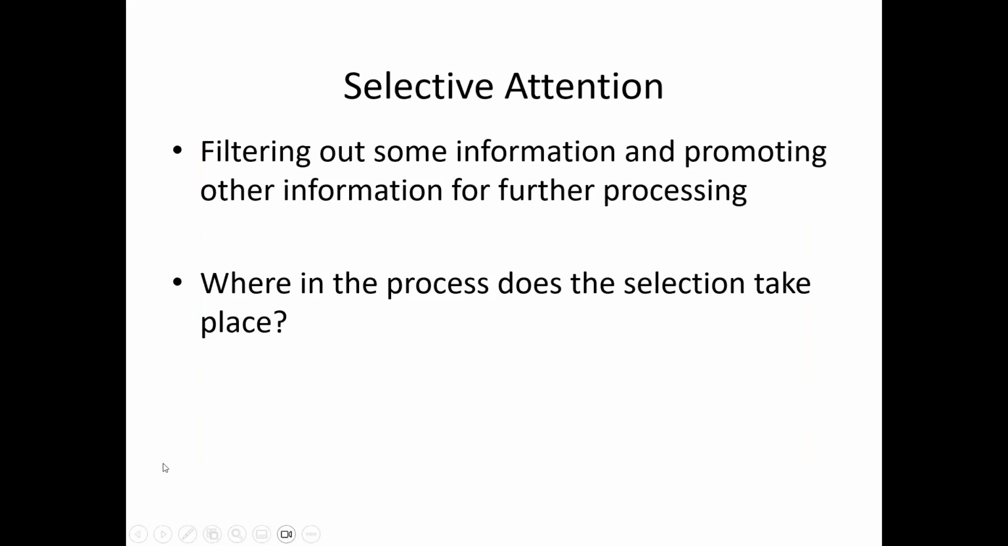Now, for selective attention, we tend to filter out some information and promote other information for further processing. Selective attention is this ability to focus on one message and ignore all the other messages. We don't attend to a large fraction of the information that is in the environment. So where in the process does this selection take place?